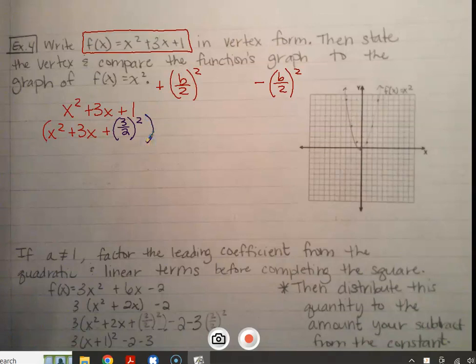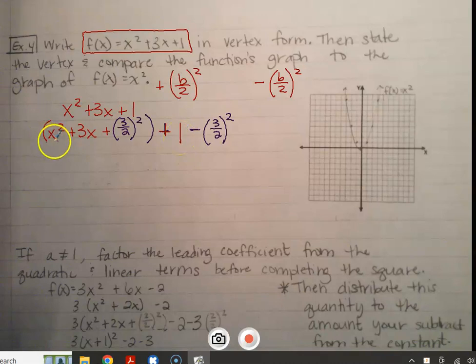Plus, well, let me go back. Sorry, change colors here. Plus 1, and now I'm going to subtract it. Minus 3 over 2 squared. I was going to change my colors so you could see a little easier what's going on. It just didn't change on me. So then we're going to subtract the 3 over 2 squared. So we added it to the quadratic and the linear terms, and we subtracted it from the constant term, that 1.